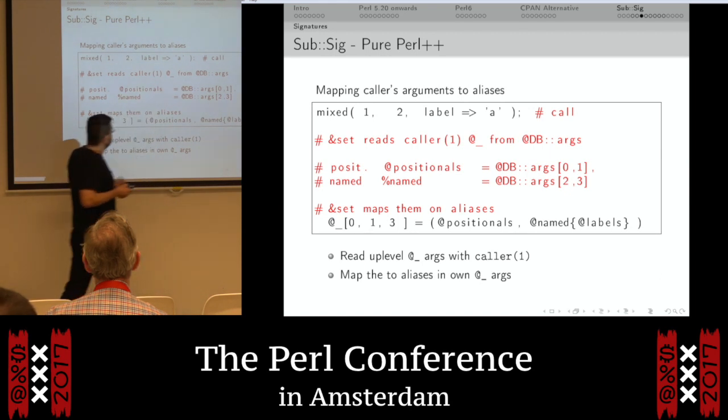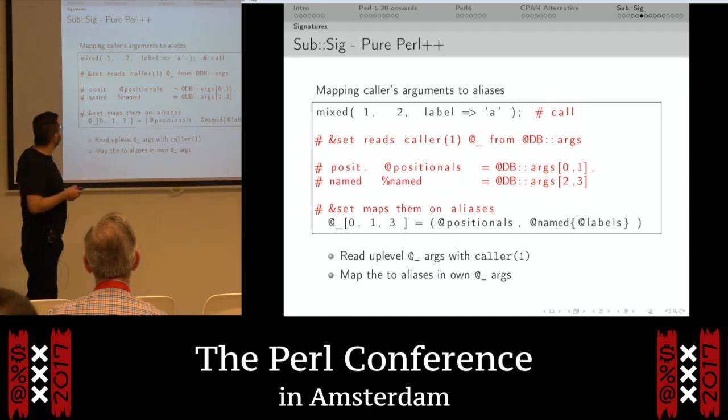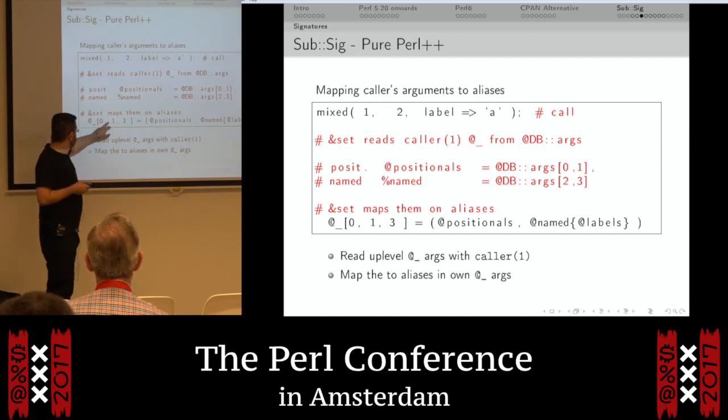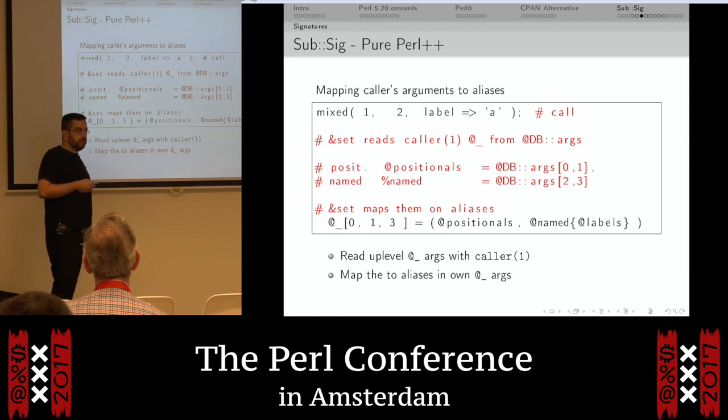So we already passed the template. We know the first two have to be positionals, and we know after them we have named variables. And set maps them onto the aliases. We've seen the first two and the fourth element in my @_ are variables, and we map the positions and the named ones onto them with the label names.